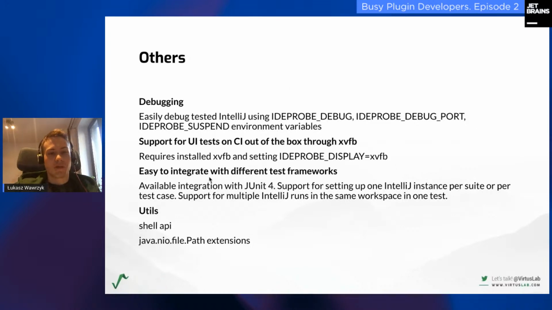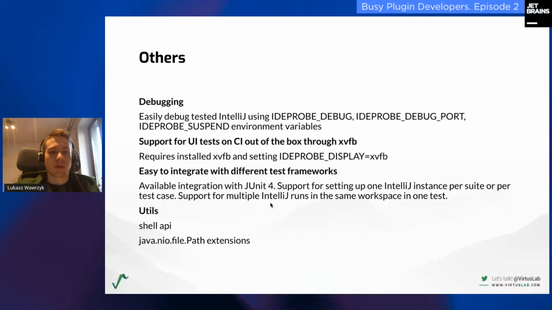ide-probe is easy to integrate with different test frameworks because it's basically just a class that you can create, and it allows you to run IDE and clean up after it. There is available integration for JUnit 4, and it supports running one IntelliJ instance for the whole suite of tests. So you can start IntelliJ once and run multiple tests against it, or you can run it each time for each test case. It depends on your use case.